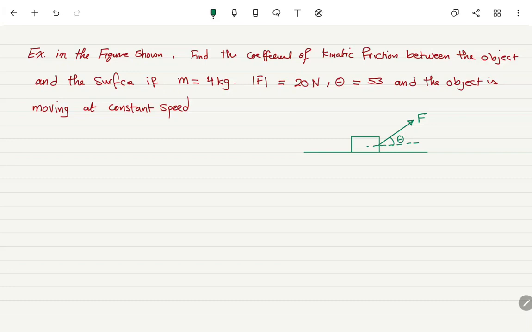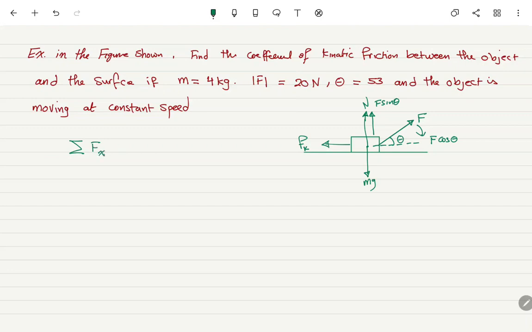Now, let's identify the forces acting on this object. We have the weight, directed downward, mg, the normal force, this one here, and the kinetic friction force. To deal with this situation, we have to analyze F into X and Y components. The X component is F cosine theta, and the Y component is F sine theta.